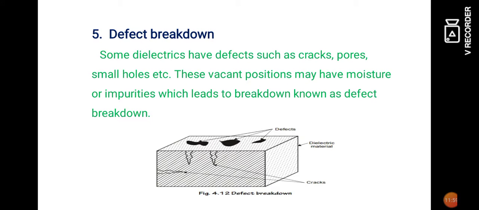Now let us see the last breakdown, that is defect breakdown. Some dielectrics have defects such as cracks, pores and small holes, etc. All these will occur at the time of manufacturing, unfortunately. These vacant positions may have moisture or impurities, which leads to the breakdown known as defect breakdown. Suppose a small quantity of moisture or dirty particles is present in these small holes or cracks. When the electricity is passed through this insulating material, sometimes due to this moisture, the dielectric material will lose its insulation property and become a conductor. So the breakdown due to these defects present in the material is called the defect breakdown.